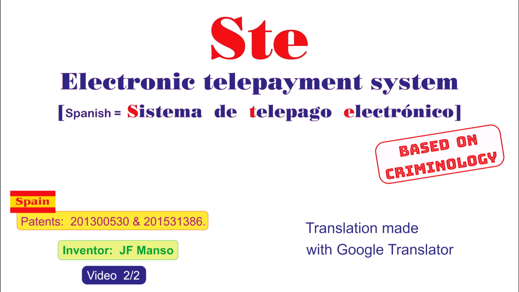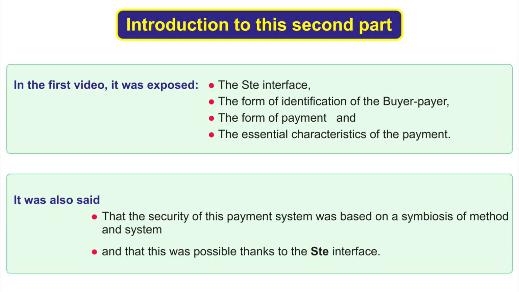Video 2 of 2. Introduction to this second part. In the first video, the STE interface, the form of identification of the buyer-payer, the form of payment and the essential characteristics of the payment were exposed. It was also said that the security of this payment system was based on a symbiosis of method and system, and that this was possible thanks to the STE interface.